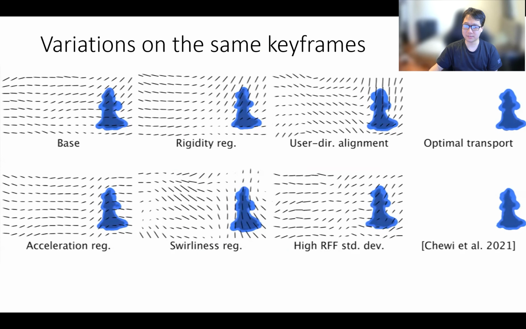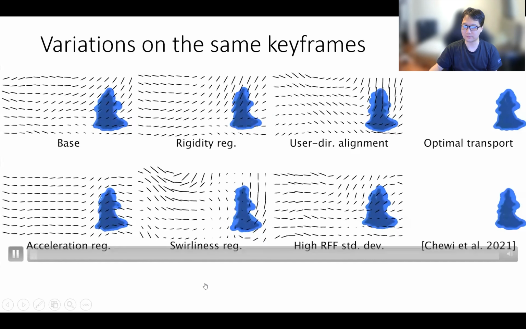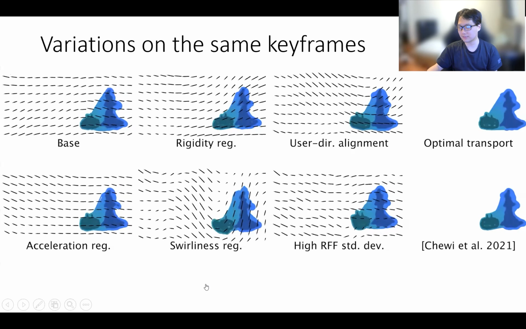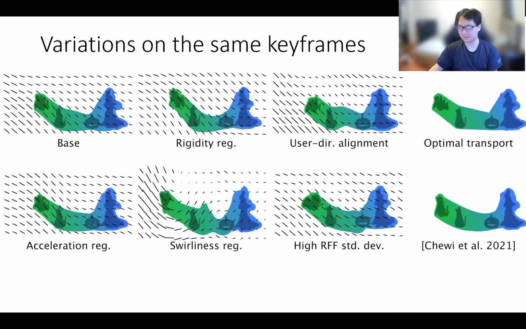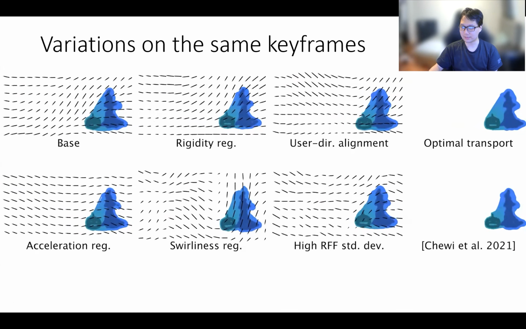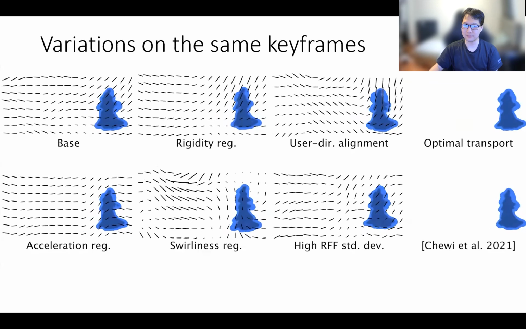Here's an animation showing effects of various regularizers on the same sequence of 4 keyframes. And it may be hard to digest all of these now. I'll just say the important thing is they're all a little different. And I'll point 2 of them out specifically.